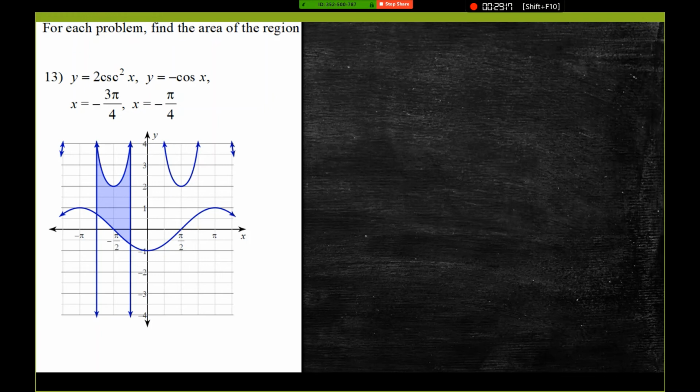Nope. Okay. So my top function here is 2 cosecant squared x. So I'm going to integrate our top function 2 cosecant squared x minus our bottom function, so that's minus negative cosine x, or plus cosine x dx. And I'm going to go from our leftmost, which is negative 3 pi fourths, to our uppermost, which is negative pi fourths.